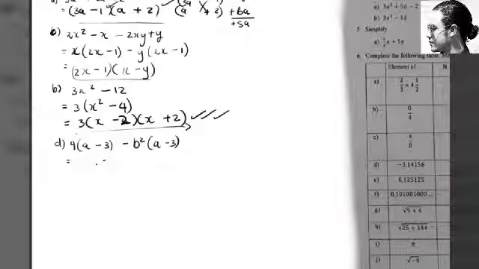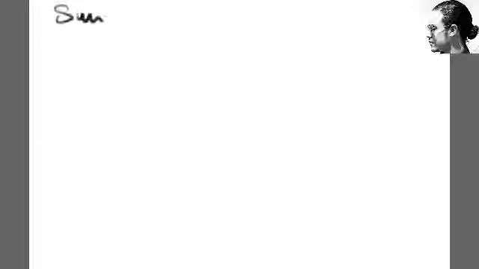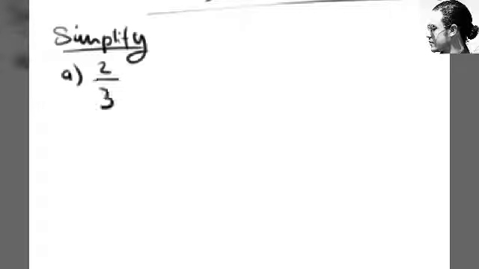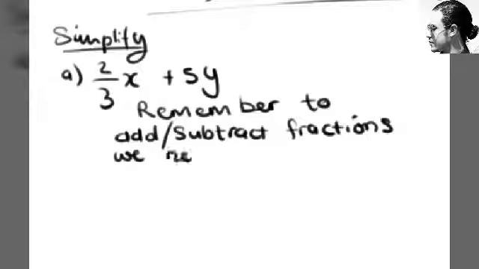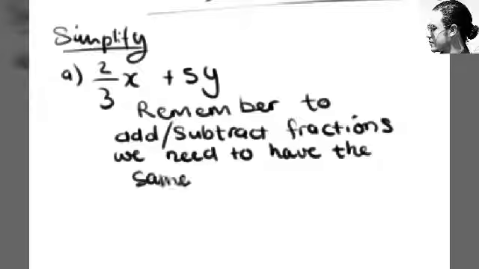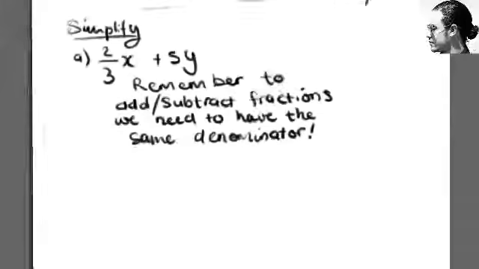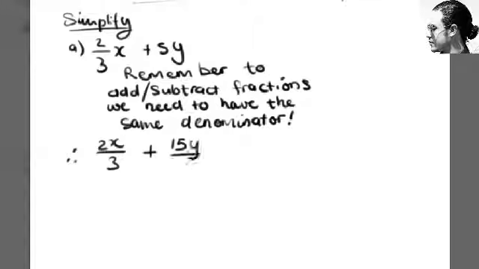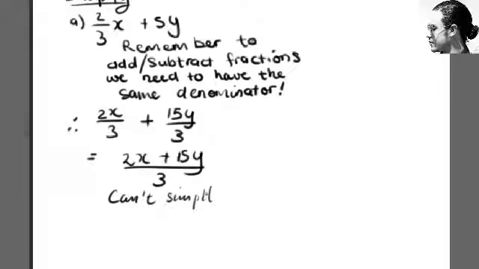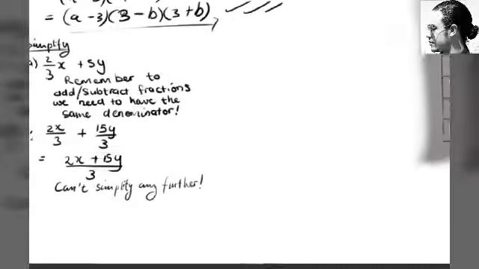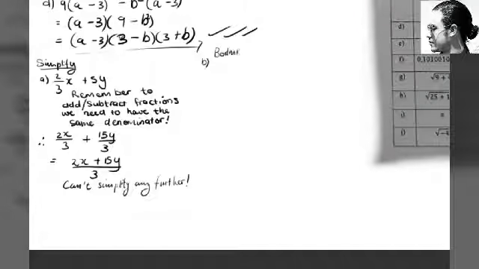Number 2B, we had a common factor, namely 3. If we took out 3, we were left with a difference between 2 squares. And then at number 5A, here it comes in, where when you simplify and you add or subtract fractions, we need to have the same denominator. Now the denominator will be, in this case, 3, and we actually can't simplify this any further, can we?